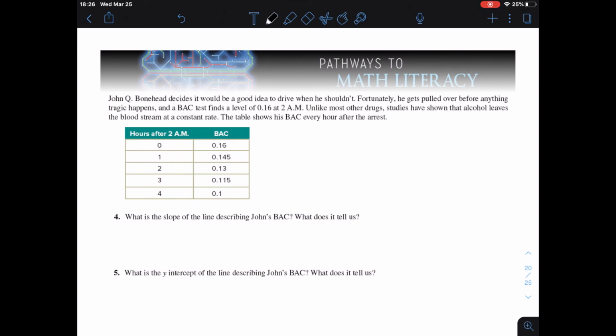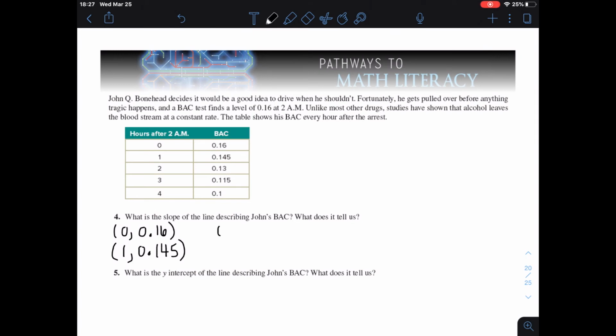So we want to see what is the slope of the line describing John's blood alcohol concentration, and what does it tell us? So you can pick any points you want. Let's pick it to be easy. Let's do after 0 hours, his BAC is 0.16. And after 1 hour, his BAC is 0.145. So we have to stay consistent.